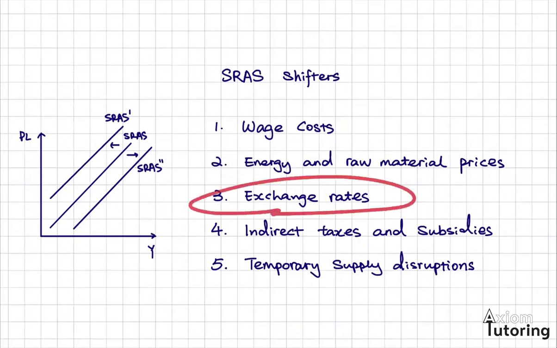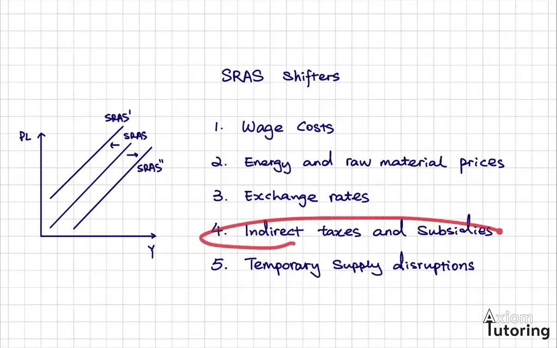Changes in exchange rates can also be SRAS shifters. A depreciation makes imported raw materials and components more expensive in domestic currency. For an economy that imports a significant amount of energy, food, or manufactured components, this can increase firms' costs, reduce their profitability, and cause SRAS to shift leftwards. But the final effect depends on how dependent firms are on imports.